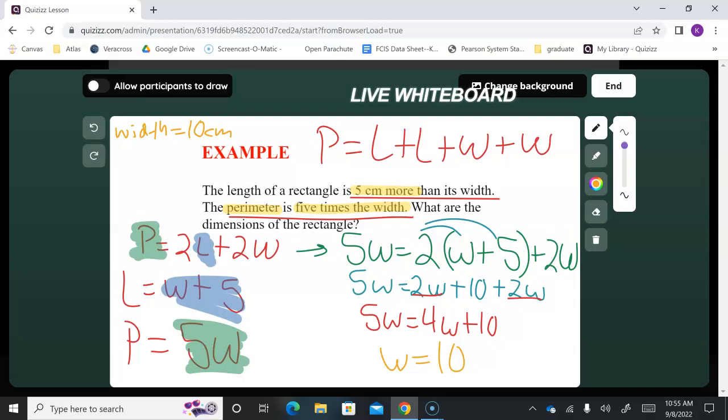All right, am I done there? What else do I need to find? I need to find the length. It didn't ask for the perimeter. I could find the perimeter, but it doesn't ask. It says the dimension. So I just need the length and the width.